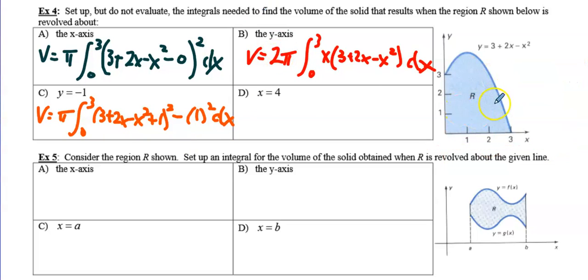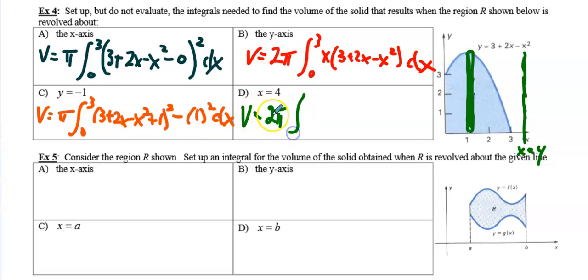And finally, we're going to do the line x equals 4. So that would be somewhere around here, x equals 4. And again, we're very good about drawing our rectangle. Notice that for all 4 of these questions, our rectangle always looked like this. If this was parallel, then we use the shell method. If it was perpendicular, we used our washer disk method. So this is going to be a shell method as well.